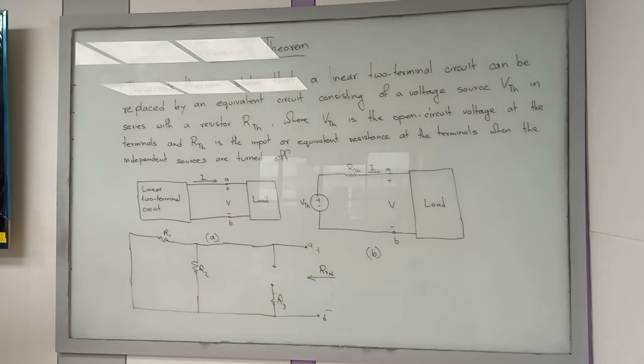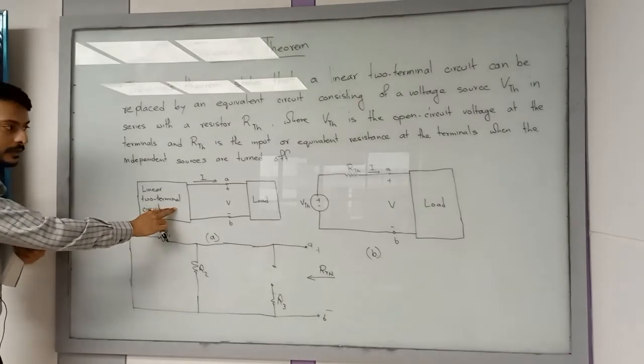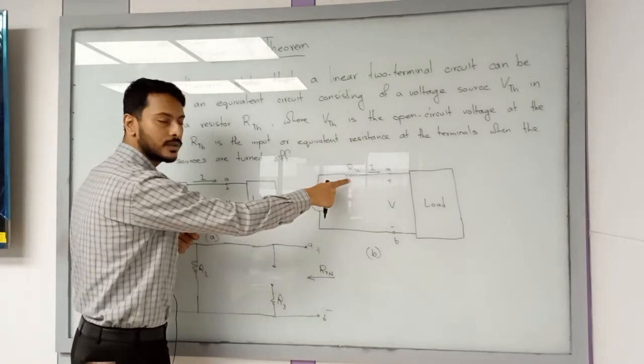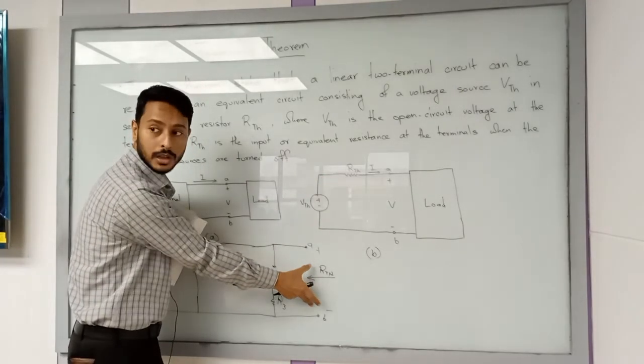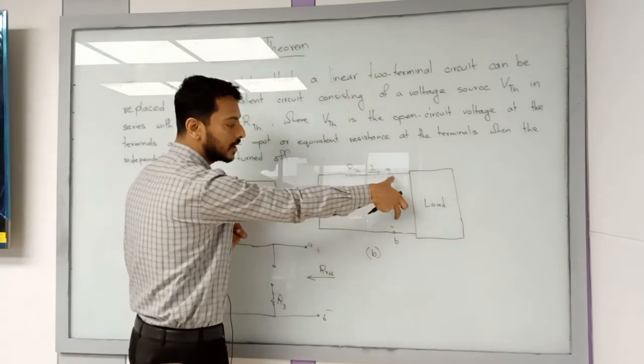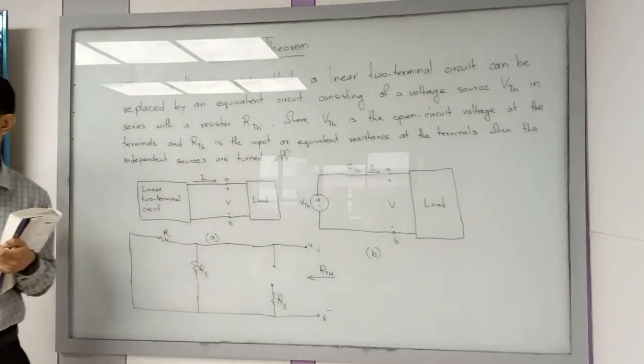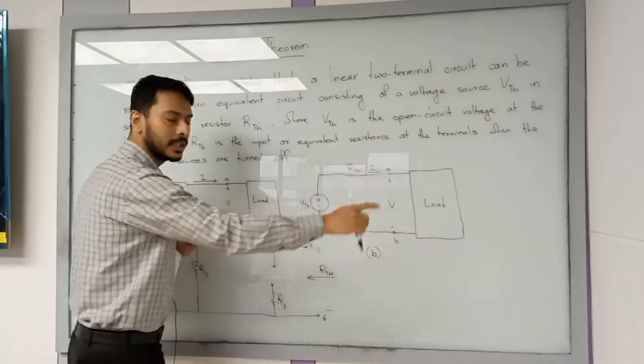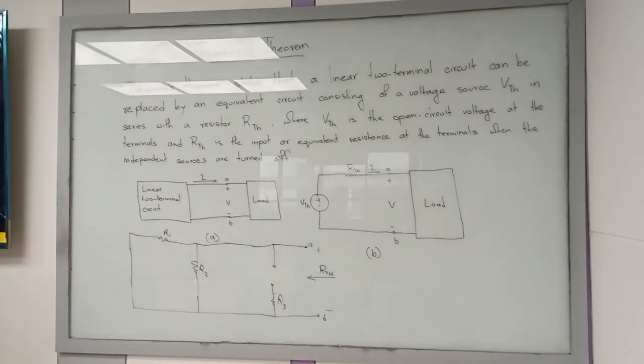So you can replace this linear circuit by just this VThevenin in series with RThevenin, and then you have the load. The load should be connected with the terminal. Then from here you can calculate the voltage across the load or the current passing through the load. Whatever the question appears, you have to solve it like this. Okay? You understand this? বুঝতে পারছো?